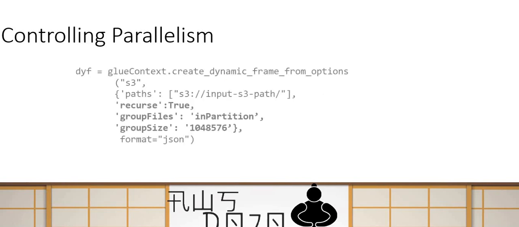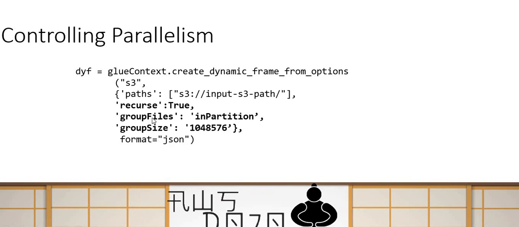It's pretty straightforward. We all know this. Glue context create dynamic frame from options, and in this from options you can actually provide two parameters. In this case, what this piece of code says is: I'm reading from S3, this is my file path, go recursive and look for all the files beneath the root path, and my file format is JSON.